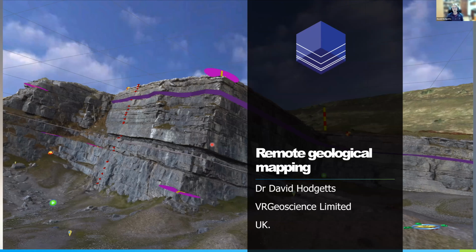What I'm going to talk to you about is how we can get the most out of digital outcrop models. I've been working in the field of digital outcrop geology for quite a long time now, from early days of differential GPS through to using LiDAR systems, and then more recently photogrammetry.